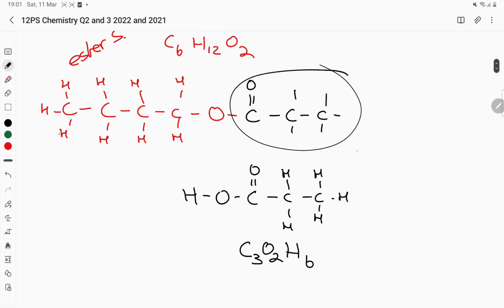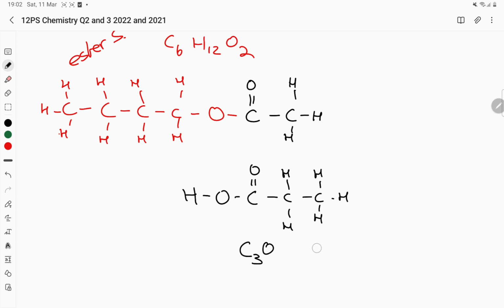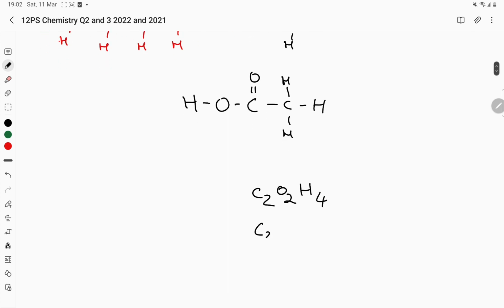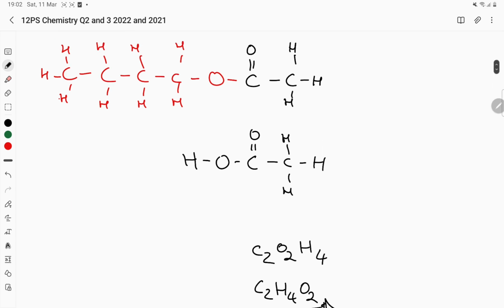I just realized a mistake. Looking at this, there's 2 carbons to the right, but it's actually included there. Sorry about that, that's my bad. So this actually falls out and it looks like that. There we go, that's better. So we get C2O2H4, or actually it's C2H4O2. Sorry, it's better this way. There we go, and that's your answer. I hope that made sense.